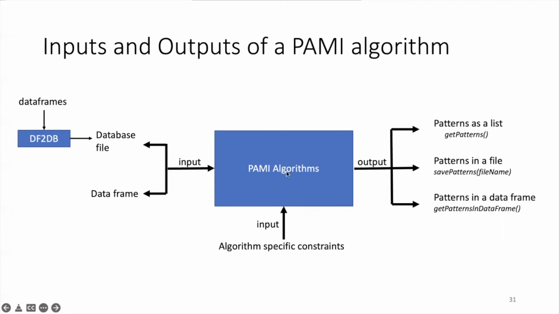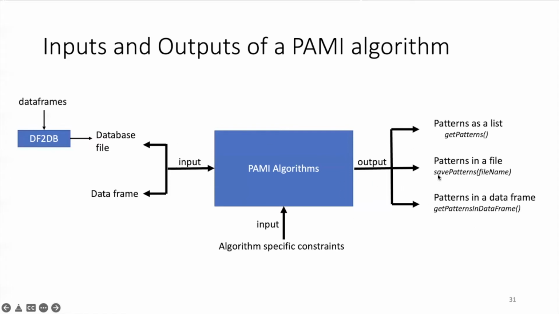Once given, the output is going to be the interesting patterns. These patterns can be collected as a list, or you can save the patterns in a file, or if you want to read these patterns as a data frame, it is also possible. So data frame to data frame, so there is a consistency. This consistency we missed in the previous version, but we filled it now.